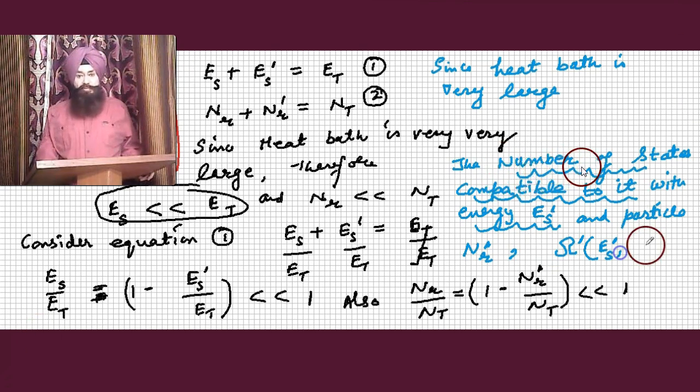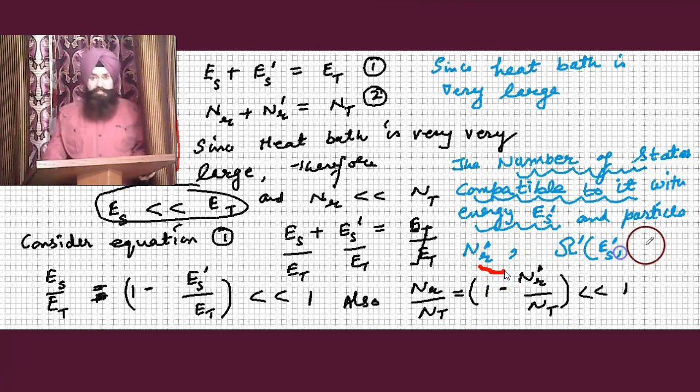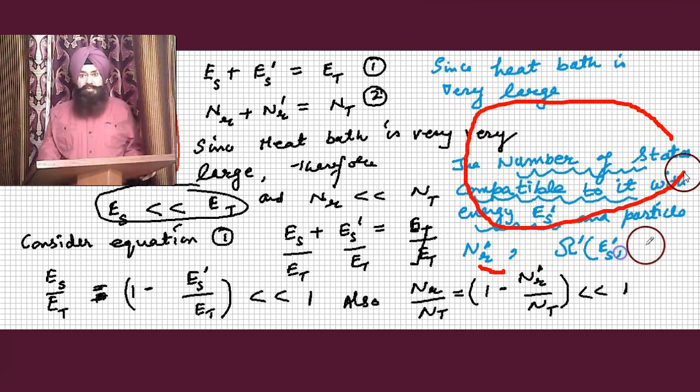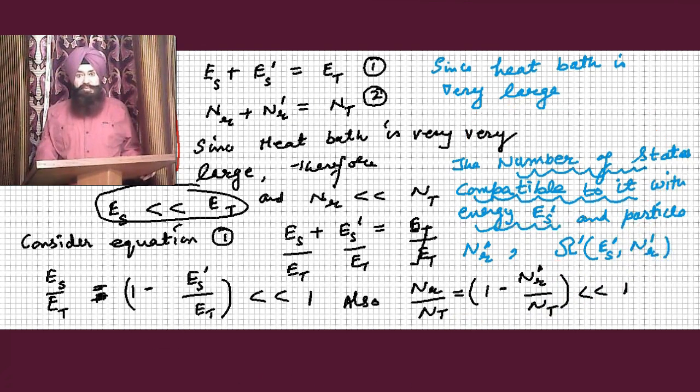Now we are going to define the number of states compatible to it. Compatible to it means to the heat reservoir with energy E_S dash and particles N_R dash. Okay, we are talking about the reservoir and number of states. Number of states denoted by omega dash. So omega dash is a function of number of states. The function of what? Energy and particles, meaning E_S dash and N_R dash.